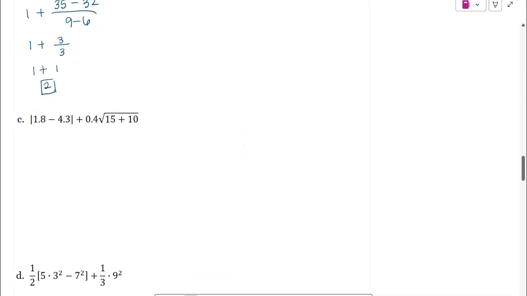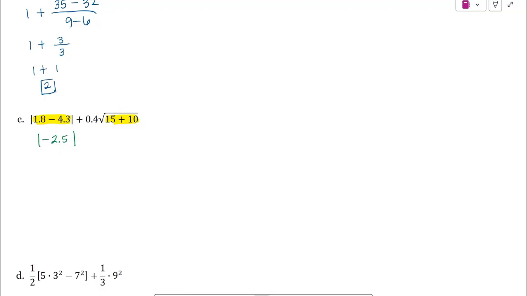For example C, I technically have 2 sets of parentheses. This is an absolute value symbol, which means that our final answer should be positive, but that's acting as parentheses. So I want to look at the items that are inside the absolute values. And then I also want to look at the items that are underneath this radical symbol. So let's see, 1.8 minus 4.3. I'm grabbing a calculator here. I am getting a negative 2.5.